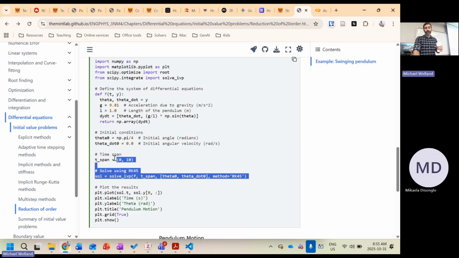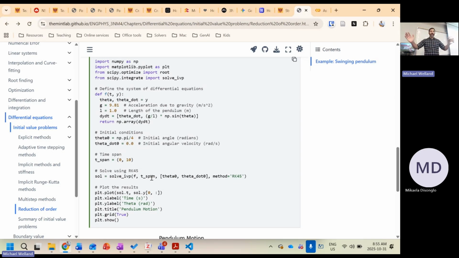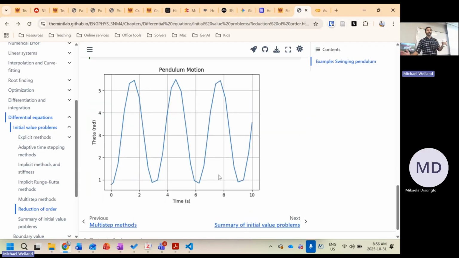Pay attention to this one using RK45. The function here is in SciPy. It's solve_ivp, initial value problem, right? You give it your function, which is now a vector function. Everything generalizes. You give it your time span. You give it the variables that you're looking to solve, or these are the initial conditions, and you tell it the method RK45. Off it goes, and it gives you your vector, and then you have to plot out your solution. Questions about reduction of order? Okay, good. You'll regret that.